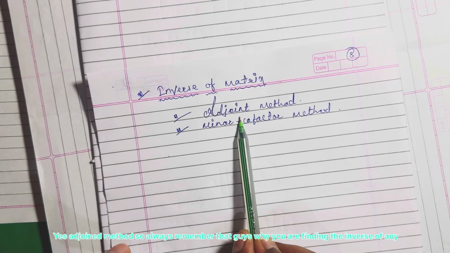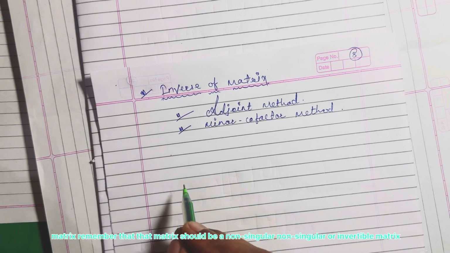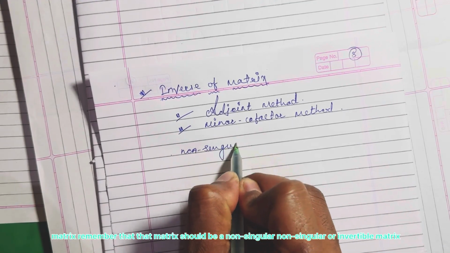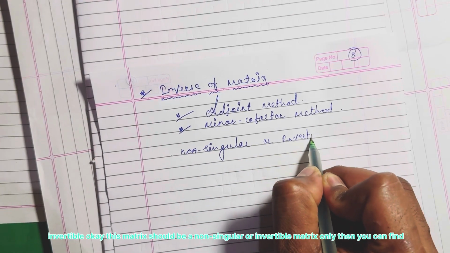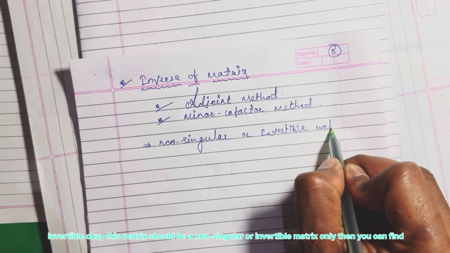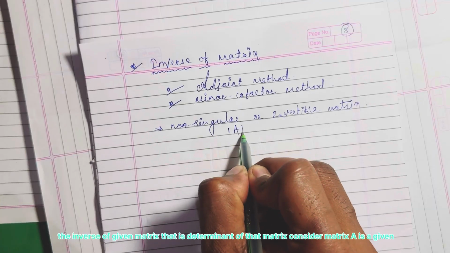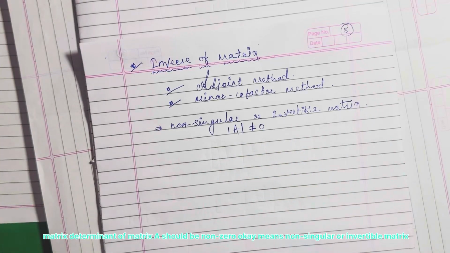Adjoint method. Always remember that while finding the inverse of any matrix, that matrix should be a non-singular or invertible matrix. Only then can you find the inverse of the given matrix. Consider matrix A as the given matrix. The determinant of matrix A should be non-zero, meaning a non-singular or invertible matrix.